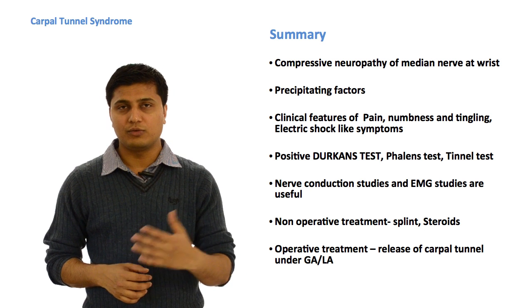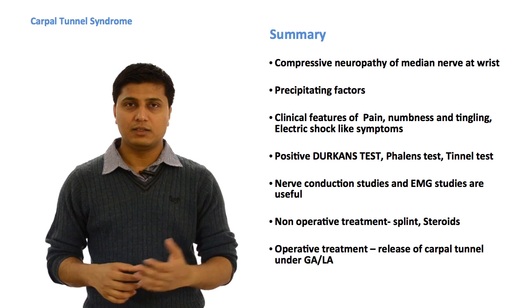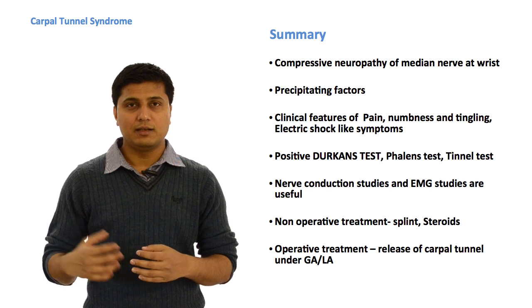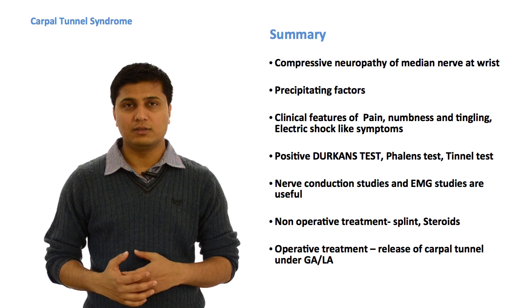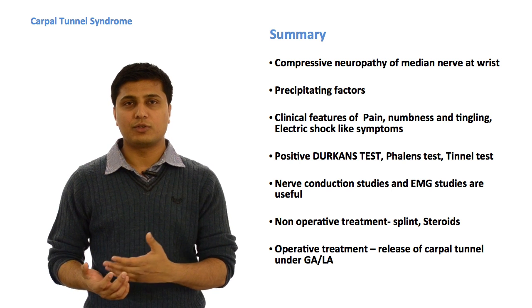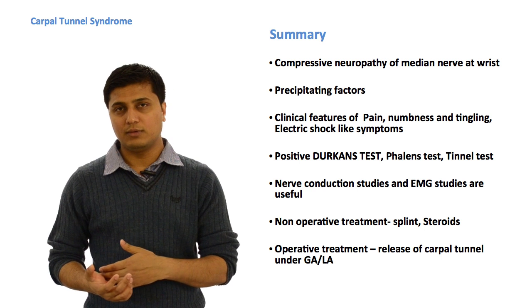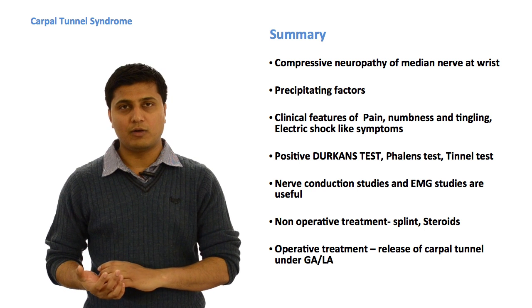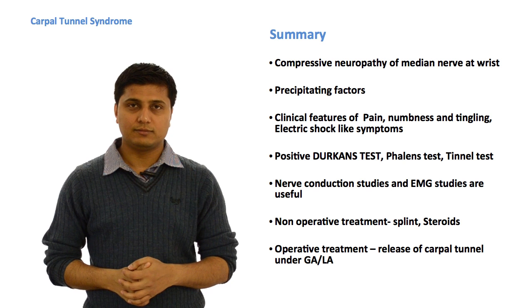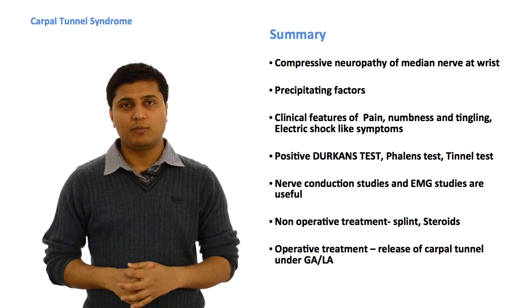The treatment includes conservative as well as operative measures. Conservative measures such as night splint, anti-inflammatory medication, and injection of local steroid into the carpal tunnel, as well as operative treatment, which is either open or arthroscopic method. Commonly it is the open method of releasing the carpal tunnel, as we discussed already. So this concludes the topic of carpal tunnel.